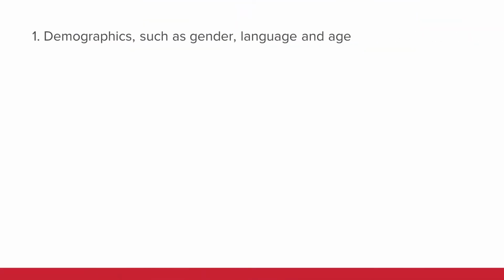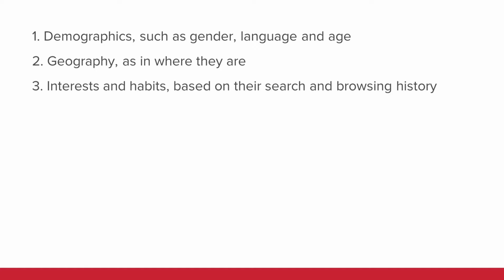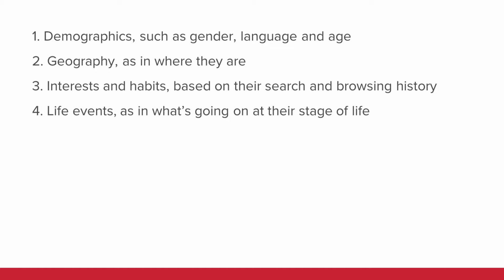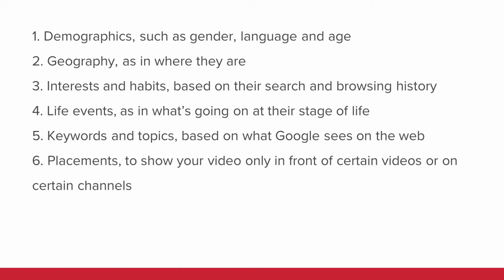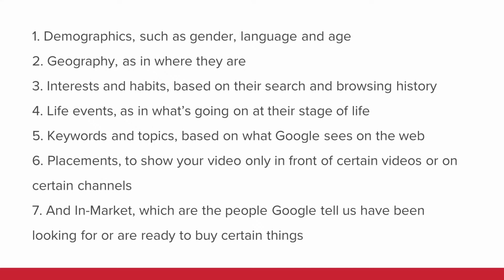You can find your ideal audience with the following. 1. Demographics, such as gender, language, and age. 2. Geography, as in where they are. 3. Interests and habits, based on their search and browsing history. 4. Life events, as in what's going on in their stage of life. 5. Keywords and topics, based on what Google sees on the web. 6. Placements, to show your video only in front of certain videos or certain channels. And 7. In market, the people Google says are looking to buy certain things.